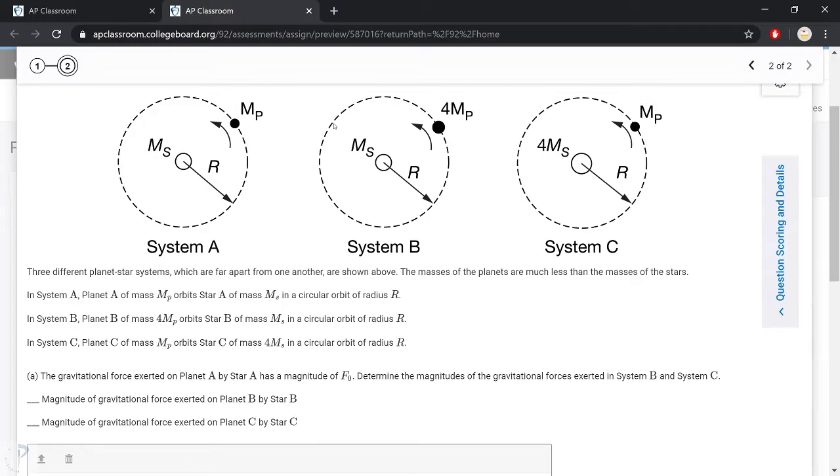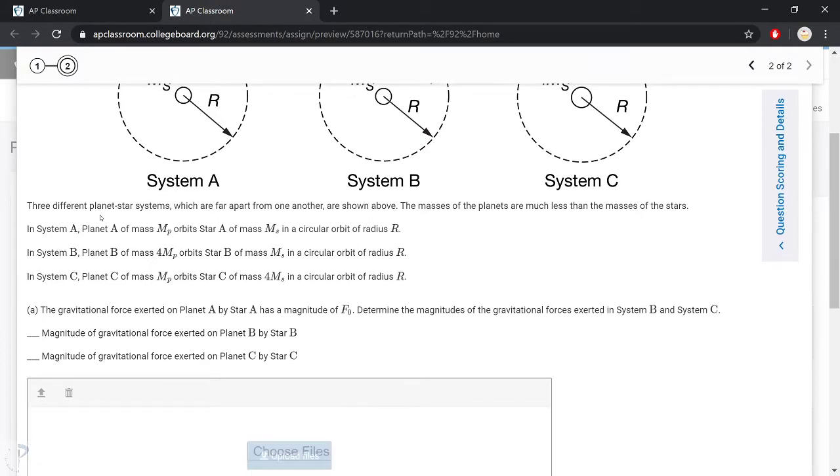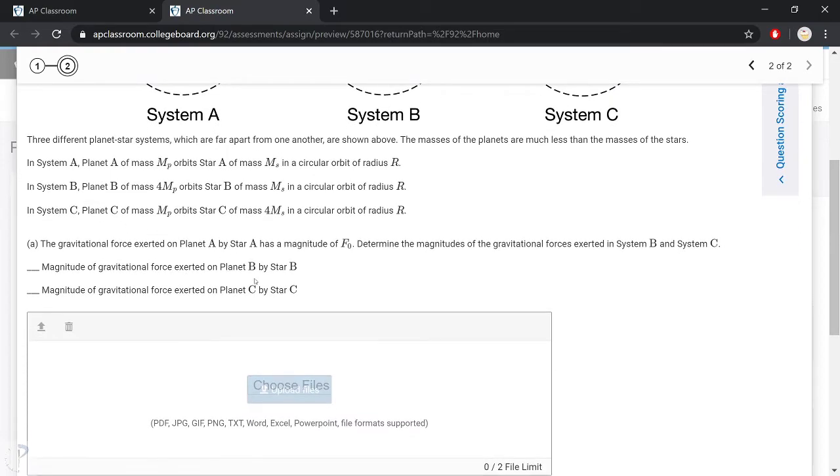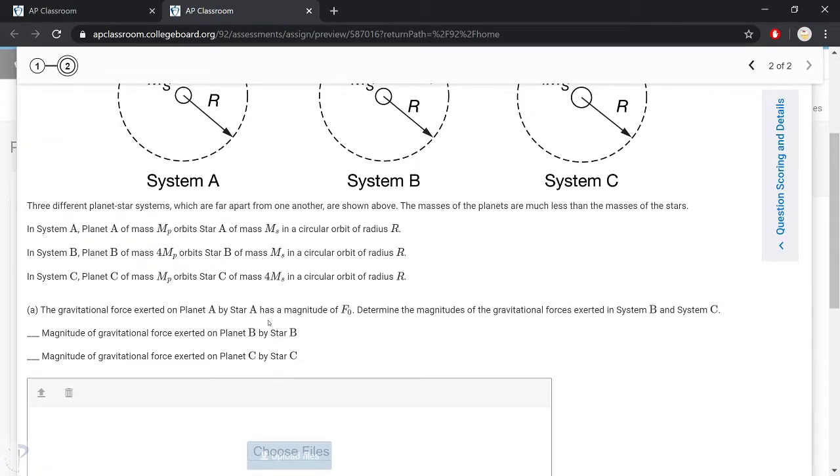Question A. The gravitational force exerted on planet A by star A has magnitude of F0.